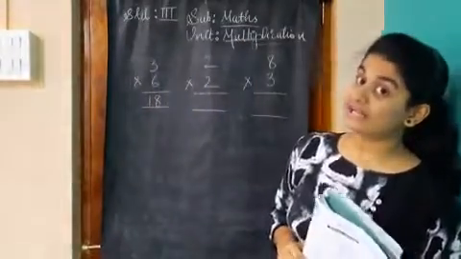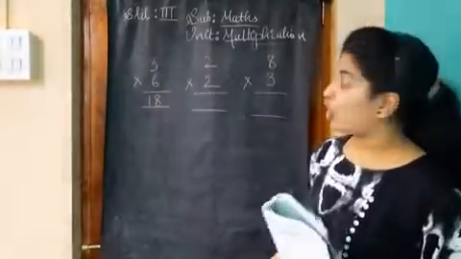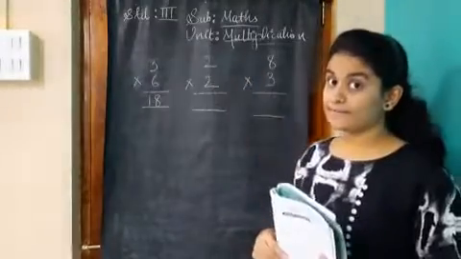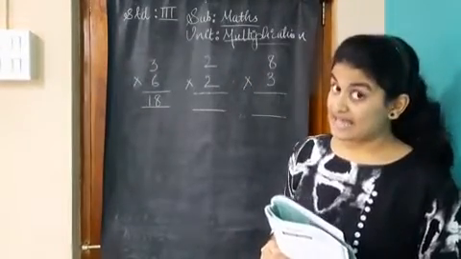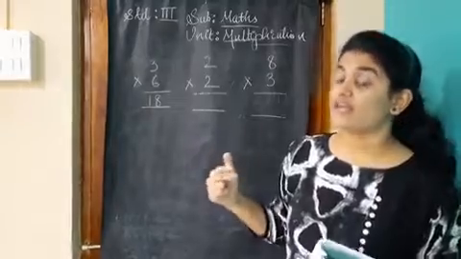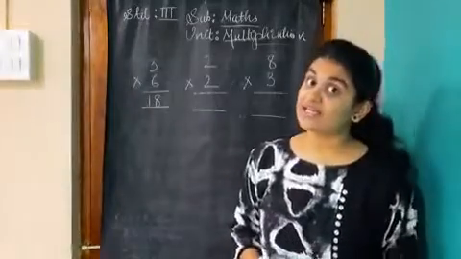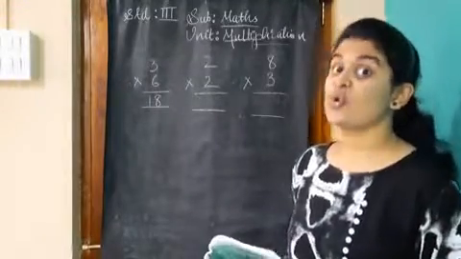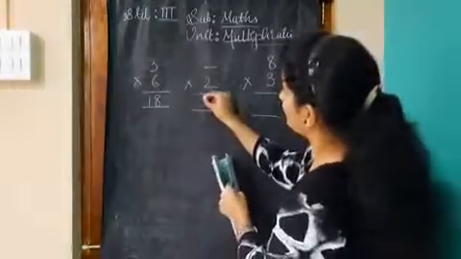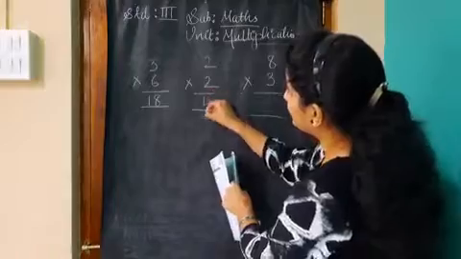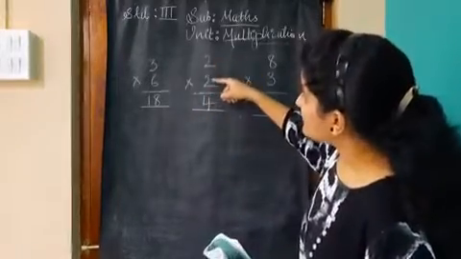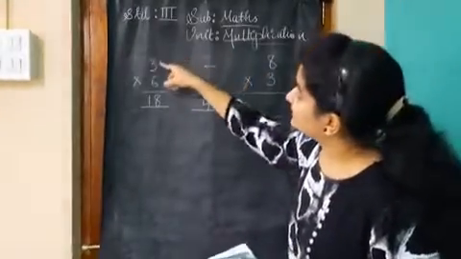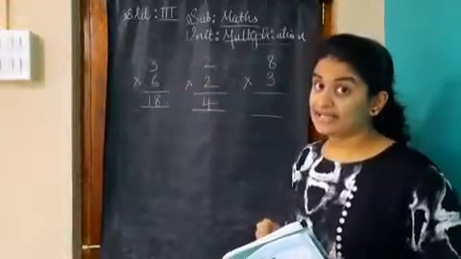Now, who will tell me what is the answer of 2 2s are? Yes. Recollect. याद करने की कोशिश कीजिए. 2 2s is 4. Okay? So our answer is 4. Here we will write 4. 2 2s is 4. 3 6 is 18.